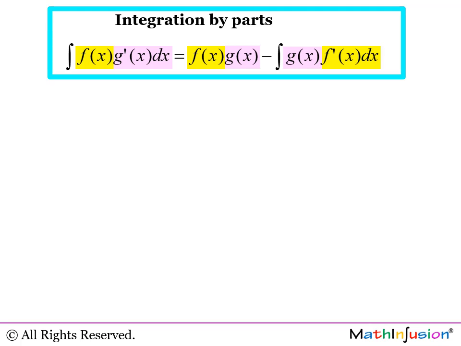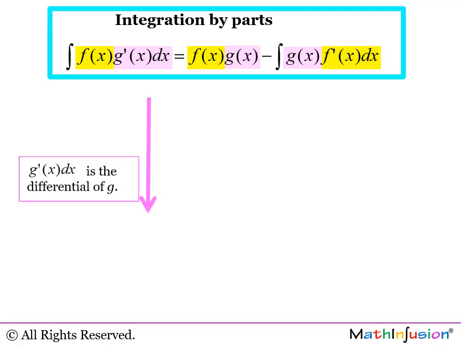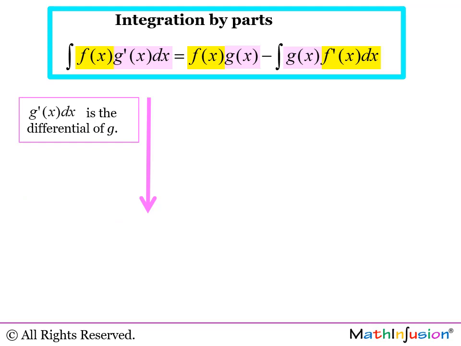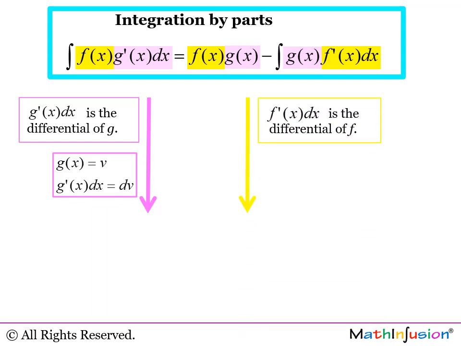But the usual notation is not exactly this one, so let's change the notation a little bit here. g prime(x) dx is a differential of the function g. It is customary to substitute v for g(x), and that's why g prime(x) dx is dv. f prime(x) dx is the differential of f. And it is customary to denote f(x) as u, so f prime(x) dx is the differential of u, du.